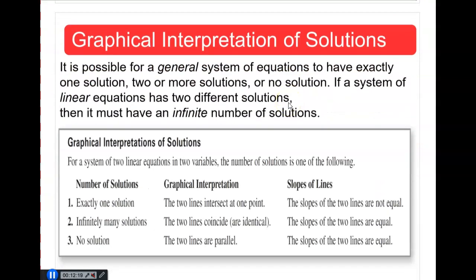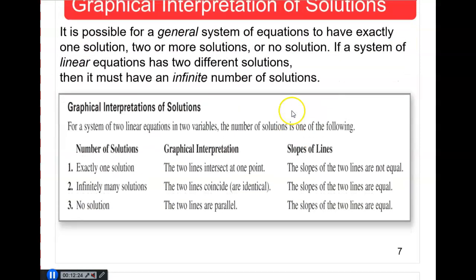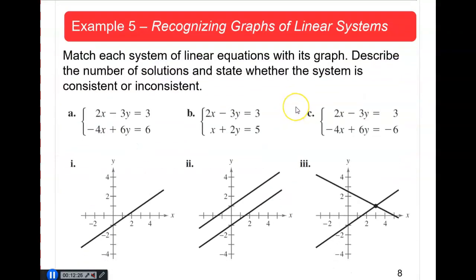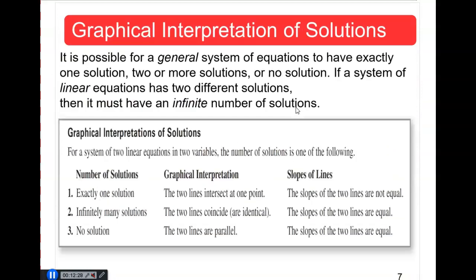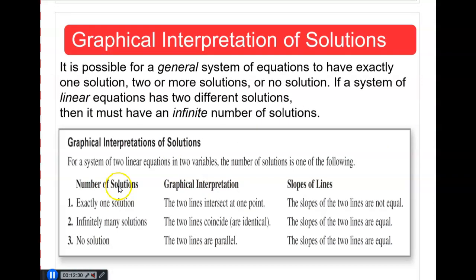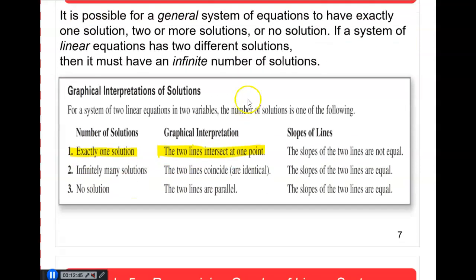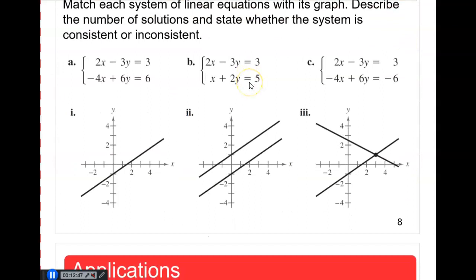Okay, so interpreting solutions. We have systems that have exactly one solution. The way they look, especially if we're talking about lines, is two lines intersecting at one point. An example of that is the system here. It has one solution.